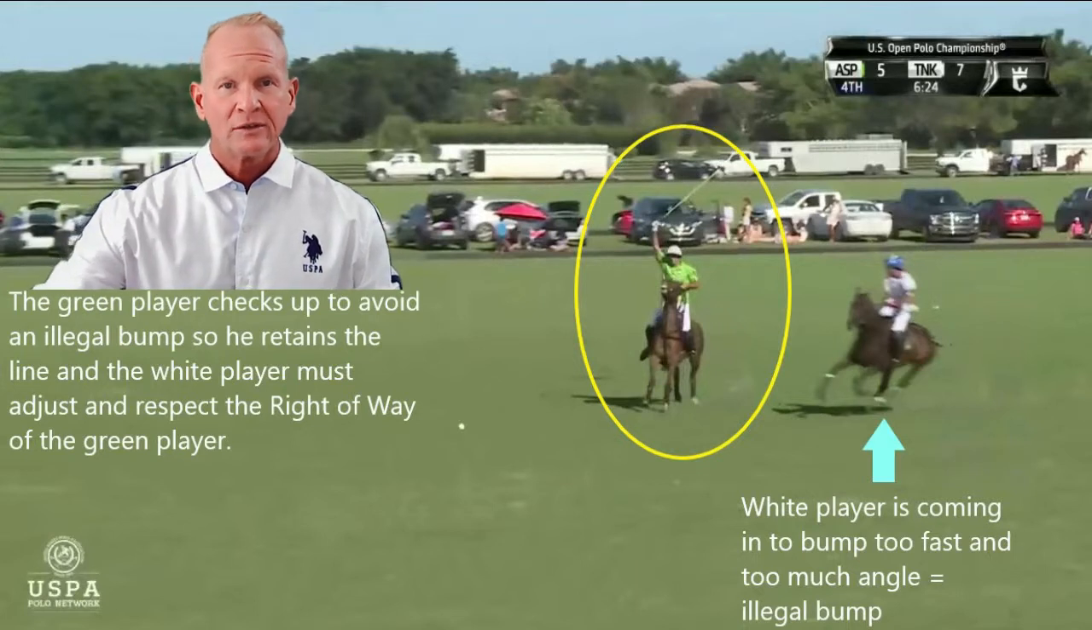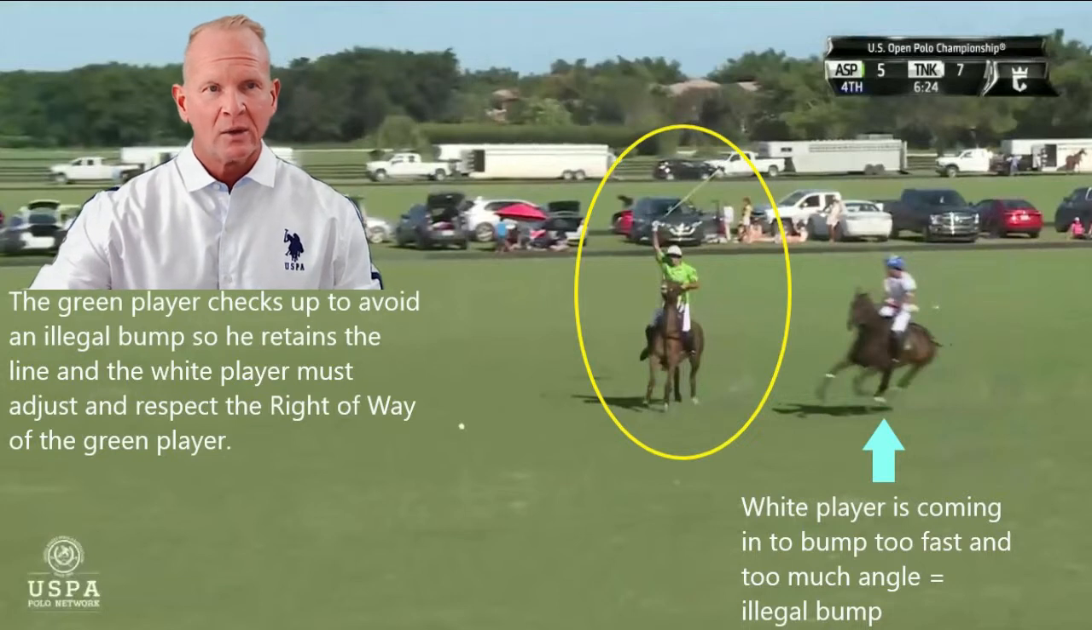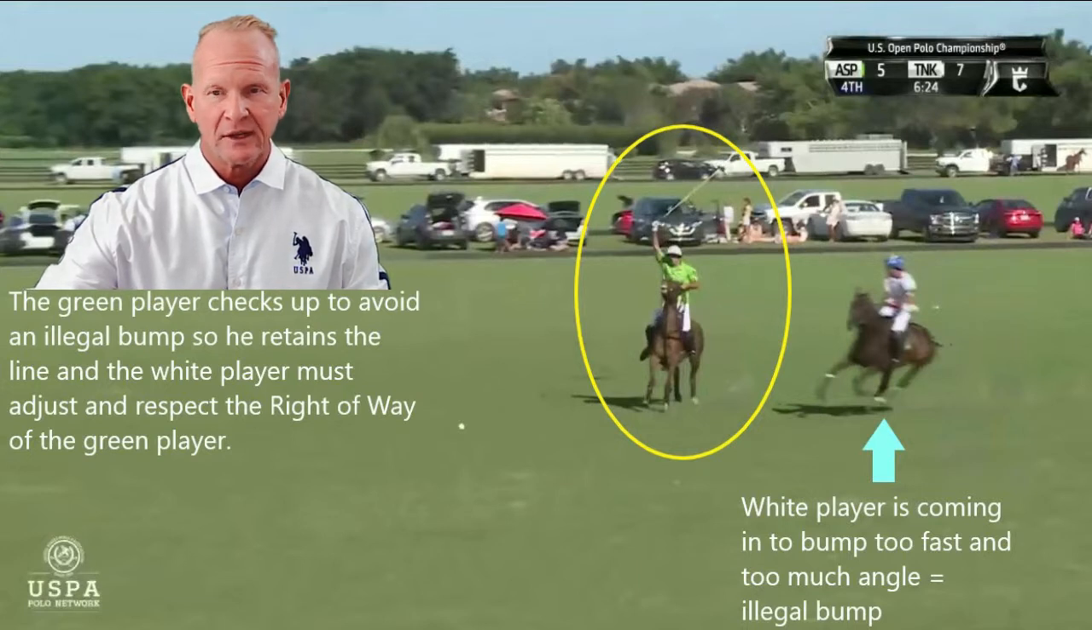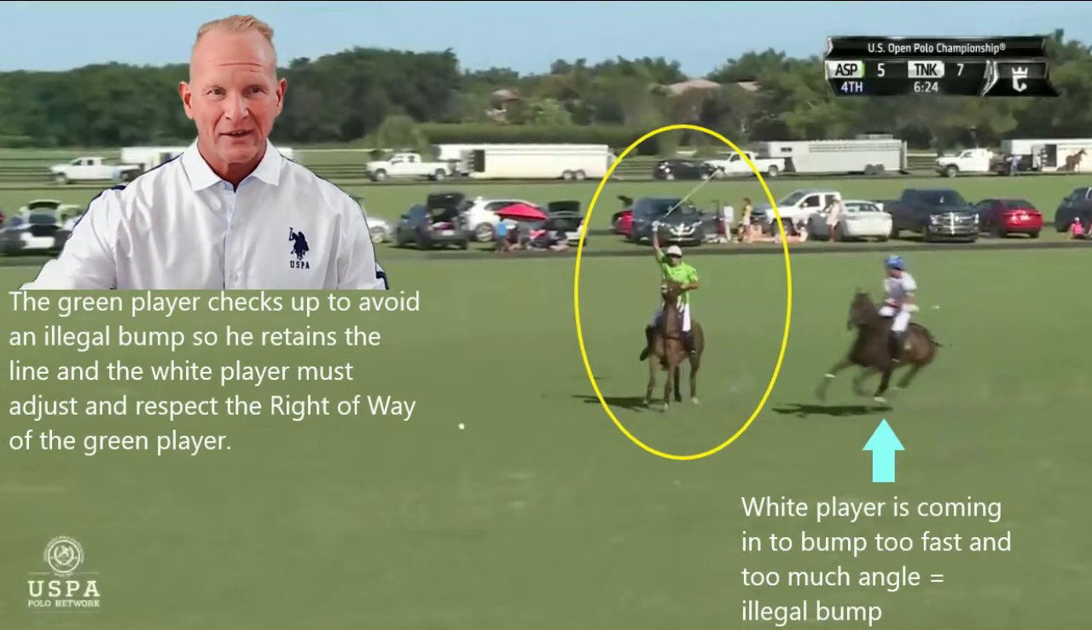The only reason you see this more prevalently in the high goal is because the players are more aware. They go to player meetings and they're told these interpretations, and they're told these rules, and they have, generally speaking, horses that are more responsive, and they have a higher skill level. So this is something that they're very aware of. Anyway, it doesn't matter the level of polo.